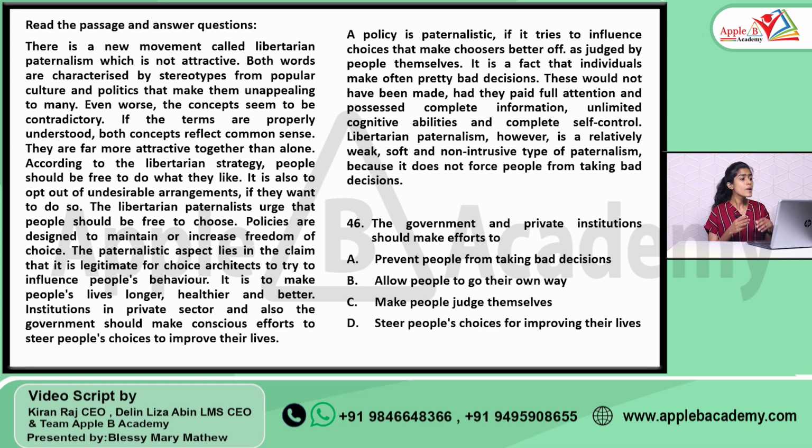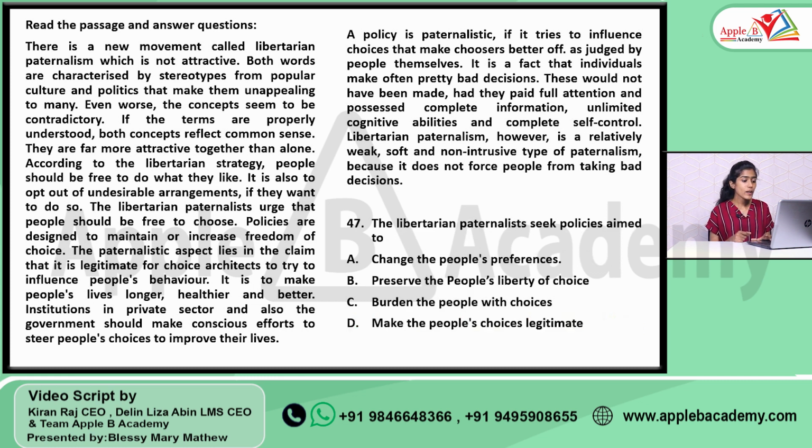You can just pause the video and practice, or you can consider these questions for your practice sessions. So we have a passage given here, and the first question asked from the passage was, the government and private institutions should make efforts to. And we have the options: prevent people from taking bad decisions, allow people to go their own way, make people judge themselves, and finally steer people's choices for improving their lives. And the right answer given was option D, that is steer people's choices for improving their lives.